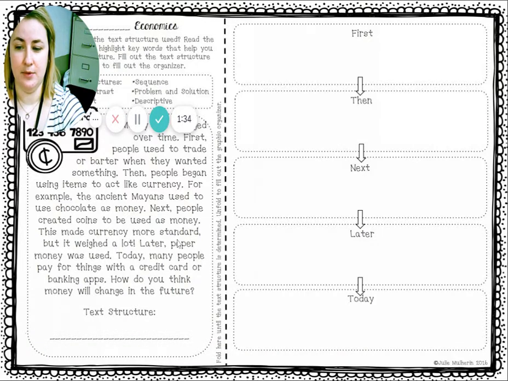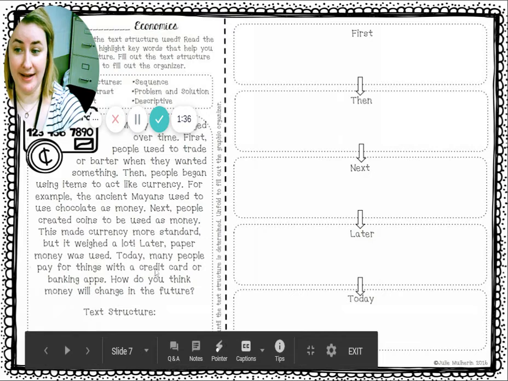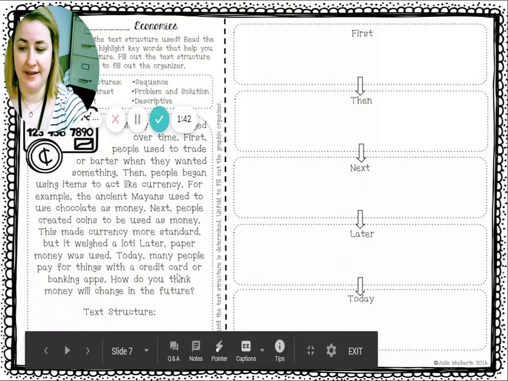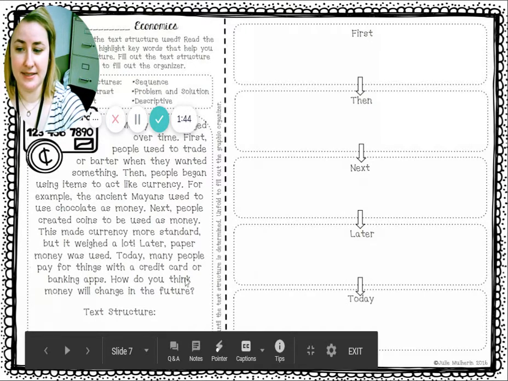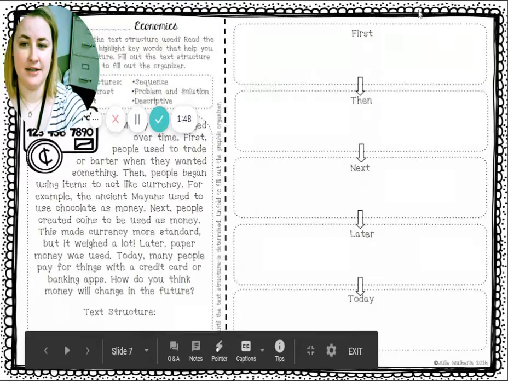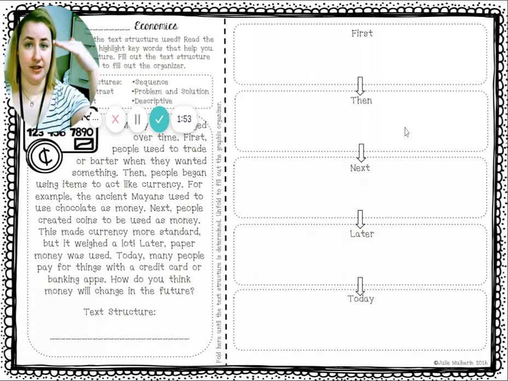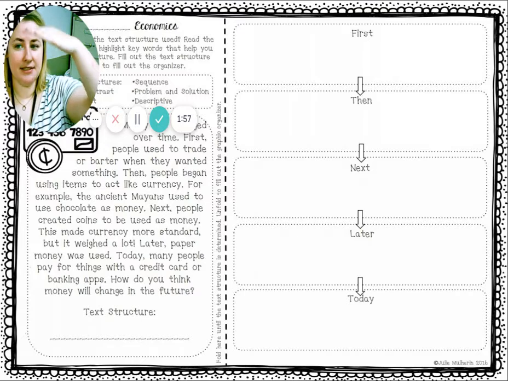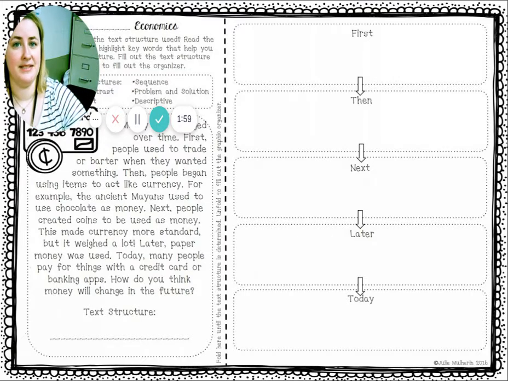This made currency more standard, but it weighed a lot. Later, paper money was used. Today, many people pay for things with a credit card or banking apps. How do you think money will change in the future? So right here, we see a graphic organizer to show sequence or chronology. So it's going to go in order. So first, second, something happens, something happens, something happens, like a ladder.